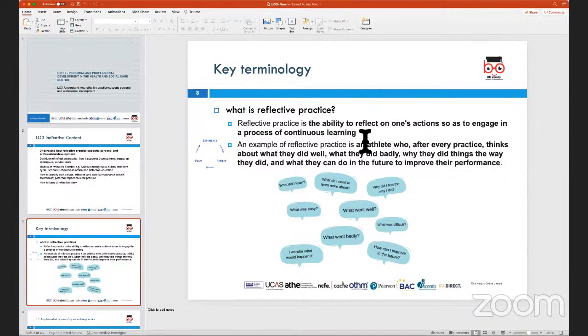To primarily understand how reflecting on what you've done in the past helps you improve in doing some of these things in a much better way. And that is what would be termed reflective practice.